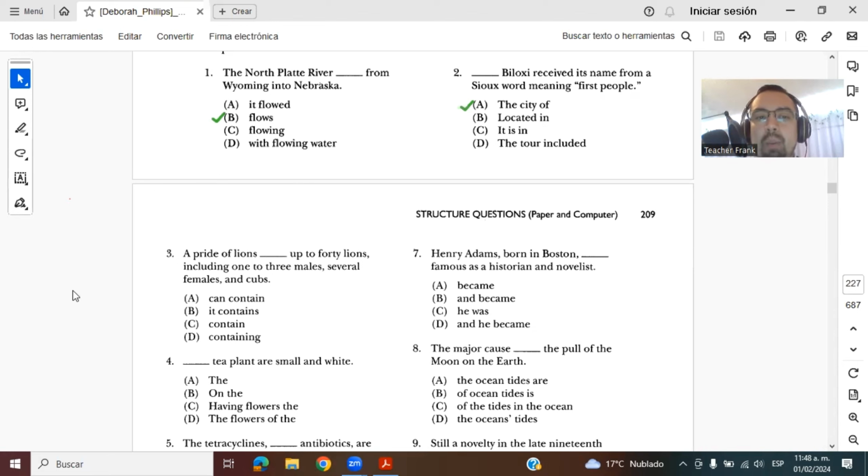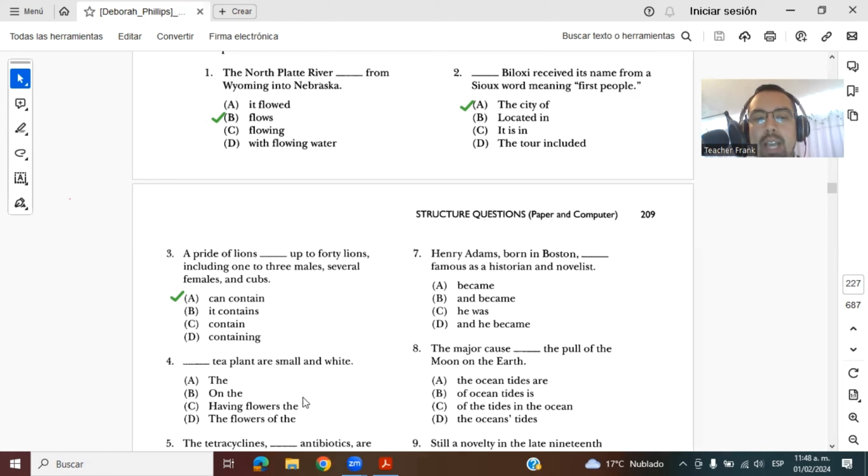Okay, number 3, a pride of lions, up to 40 lions, including 1 to 3 males, several females, and cubs. Can contain, it contains, contain, or containing. Number 3 is going to be A, can contain, right? We don't need a subject. We need a correct conjugation with contain. If you chose contain, it would need an S because we're talking about a pride, which is singular, the group of lions, right? And containing is not a verb, right? We need a verb.